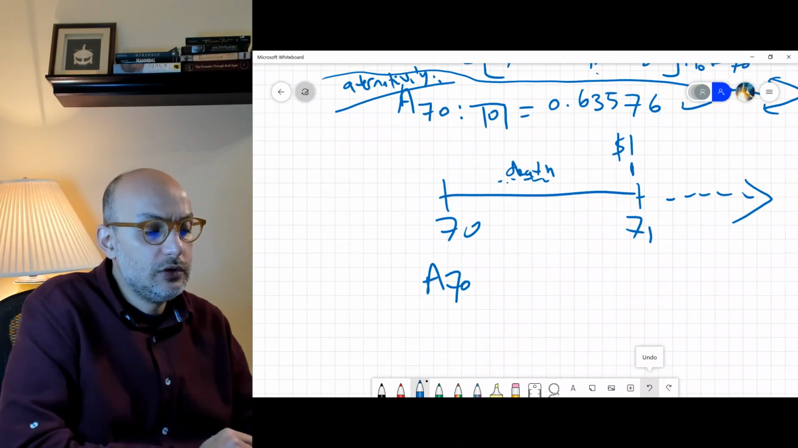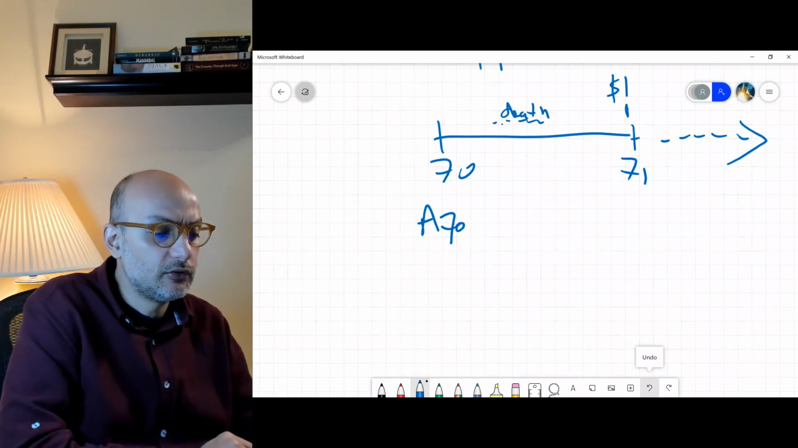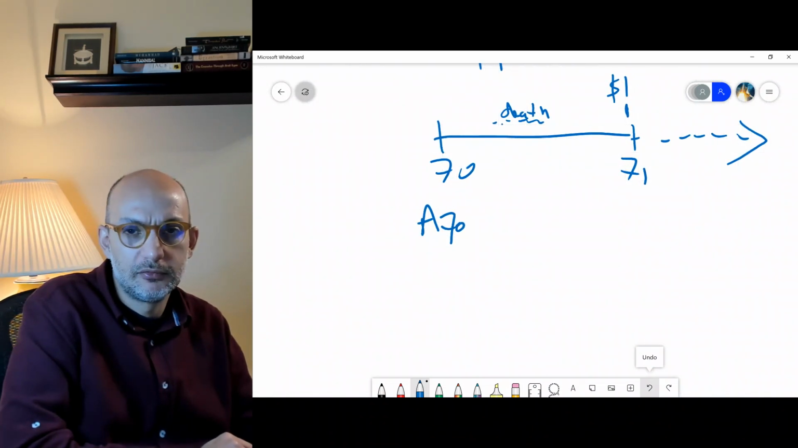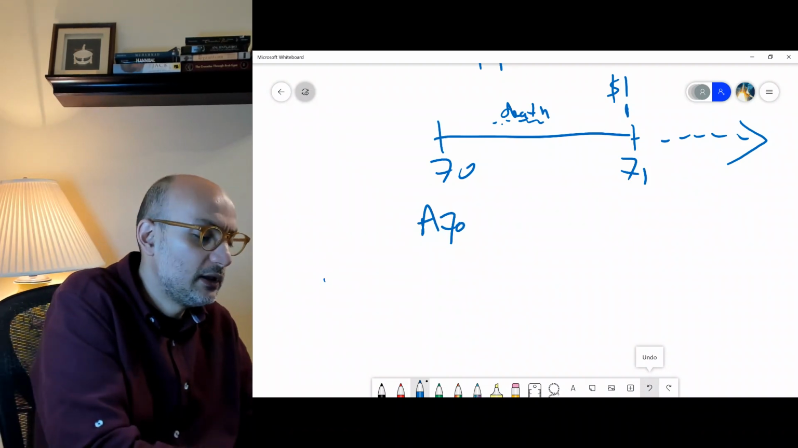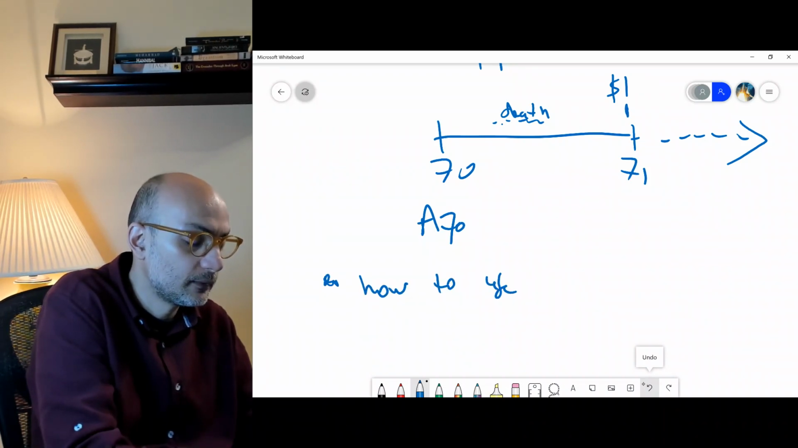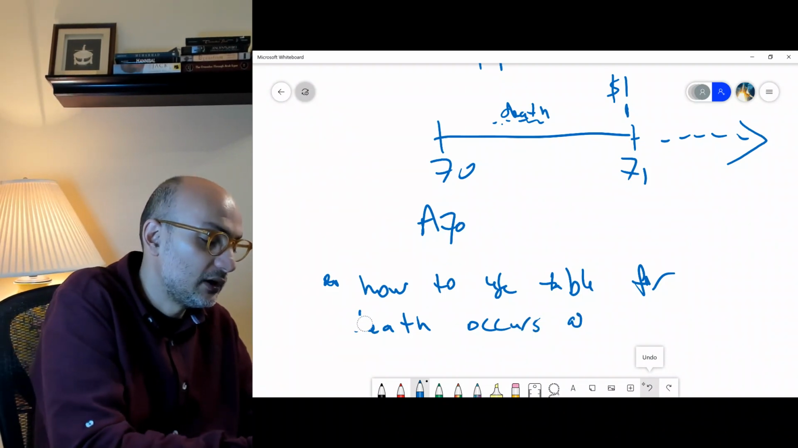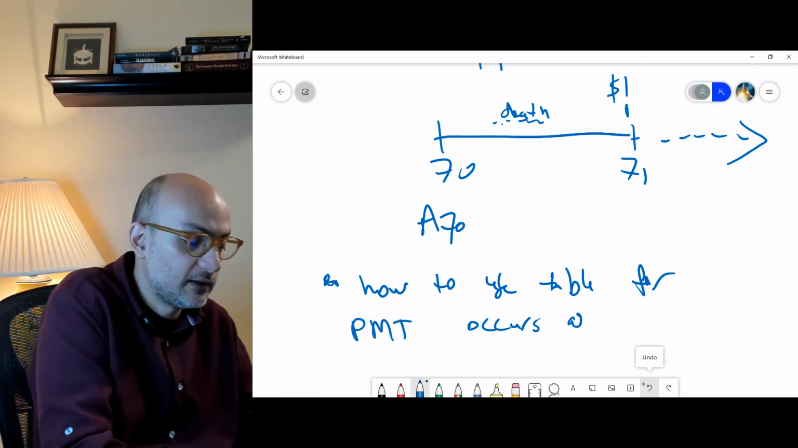But what if we want to use the life table and we want the payment not to be made at the end of the year? Now we want the payment to be made at the time of death. So we want to know how to use the table for payment occurring at the time of death.